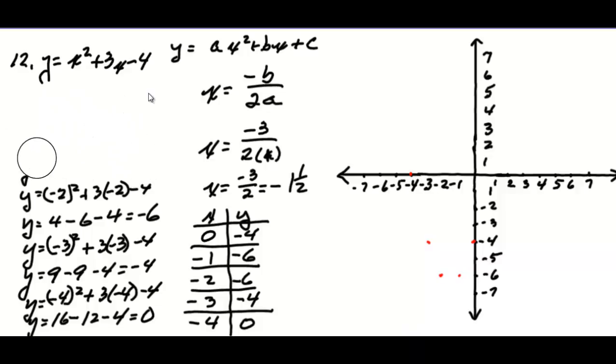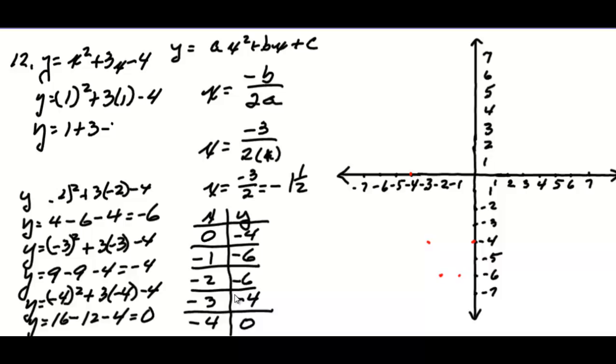We could plot this 6th point. We don't have to do that, but we will. Where we have x equals 1, y equals 1 squared plus 3 times 1 minus 4. y equals 1 plus 3 minus 4, and that equals 0. So we know that if x is 1, y is 0. That's this point up here.